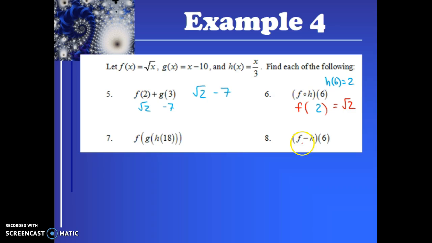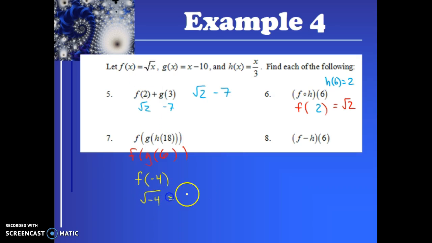For this one, I'm going to follow the number out. Figure out what h of 18 is first. 18 divided by 3 is 6. The other two letters are still there. Then I take g of 6. G of 6 is going to be, 6 minus 10 is going to be negative 4. So I get f of negative 4. And then f of negative 4 is the square root of negative 4.